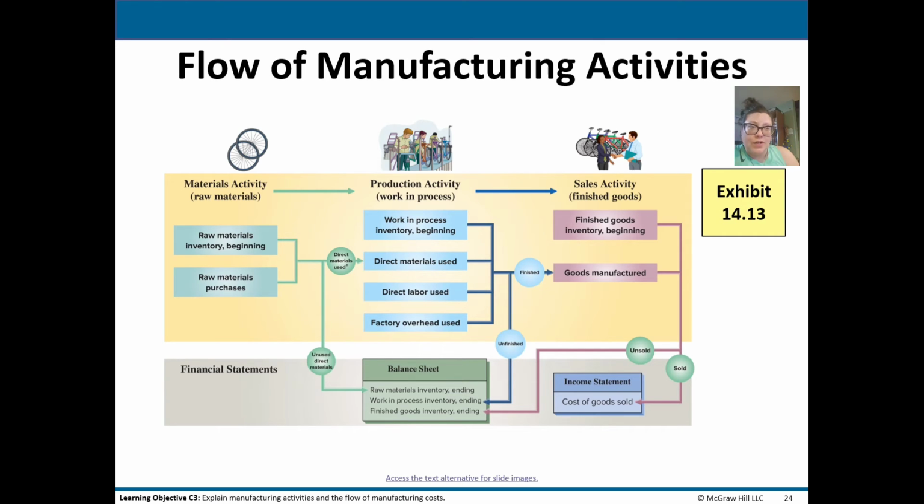So now let's think about production activity. The manufacturers usually will start the period with a beginning work in process inventory, and that's just equal to the cost of partially completed products from the prior period, and then you add the cost of direct materials, direct labor, factory overhead, basically any cost that is incurred in making the product in the current period.